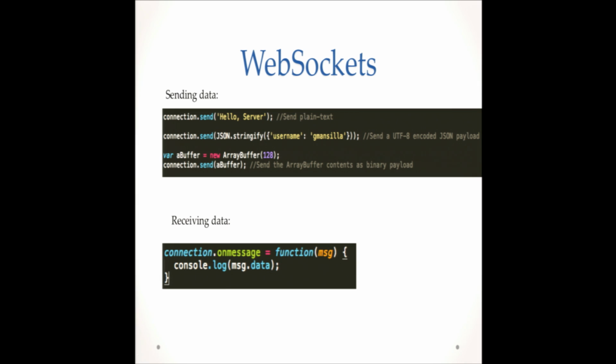In order for us to send data, it's really simple. You just call the send method and send the data that you want to send. You can send plain text, JSON, or even binary data. On the client side, you will have to have a handler for that event. Every time we send a message from the server, the onmessage event will be triggered on the client side.